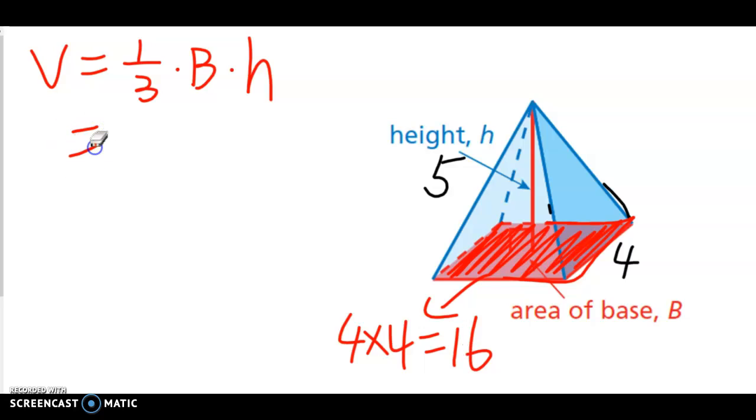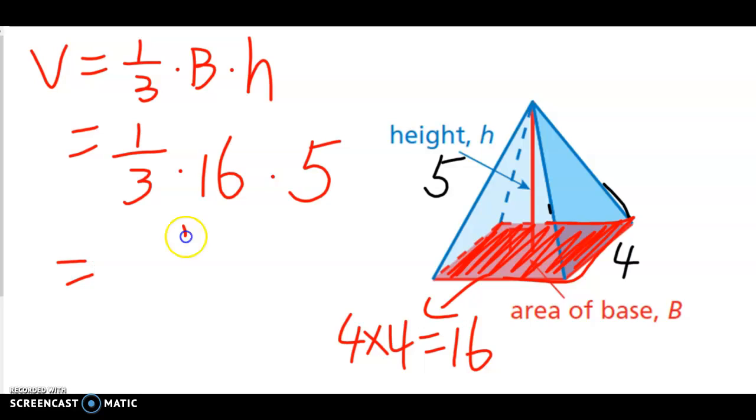So now let's plug it in. 1/3 times the base area, which is 16, times the height, which is 5. So the answer will be 80/3. Okay, 80/3. That will be the answer, since we have no unit for this, so we just leave it. Okay, leave the answer like this.